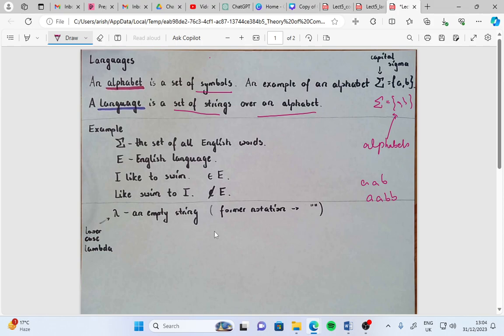For example, if we talk about the set of all English words, we can denote it with sigma, and suppose E is the English language. If we write the sentence "I like to swim," that belongs to E. But if I write "swim to I," there is no meaningful sentence, so it doesn't belong to E, the English language. And this is lambda, which denotes an empty string. Sometimes we denote the empty string in this way.